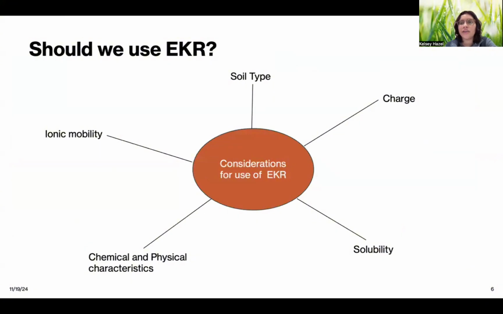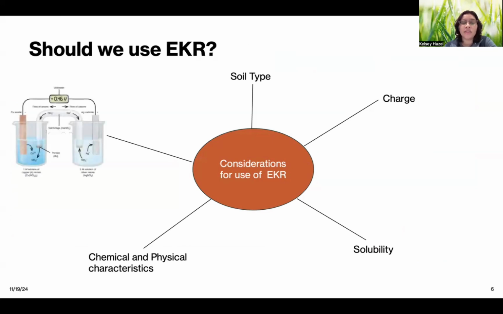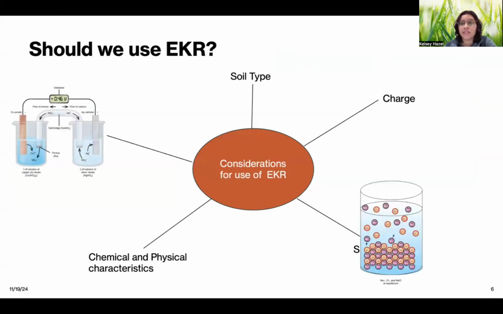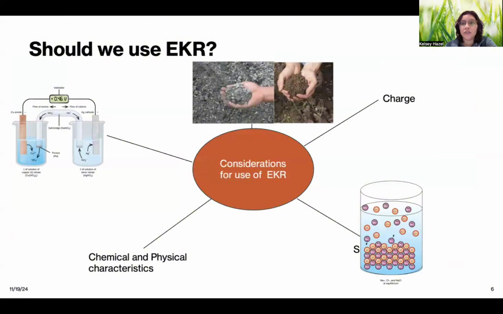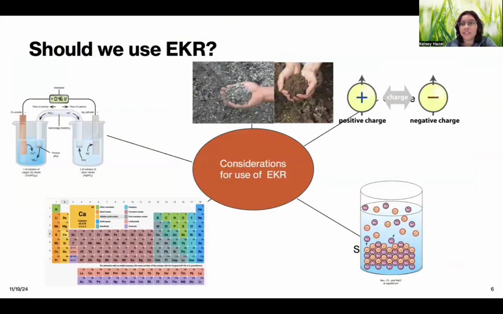So, how do we know if EKR is suitable for a contaminated property? The suitability of EKR depends on ionic mobility, contaminant solubility, soil type, charge, and the chemical and physical properties of the contaminant. EKR is highly suitable for low permeability soils like clay and silt, with a pH of 4 to 7 and a high ionic solubility of the contaminants.